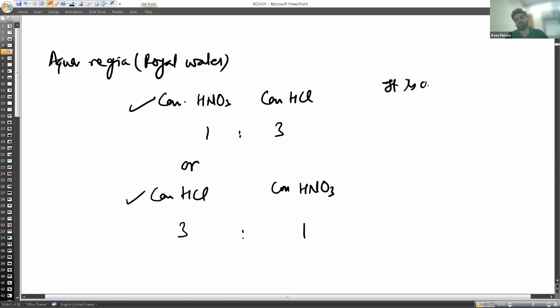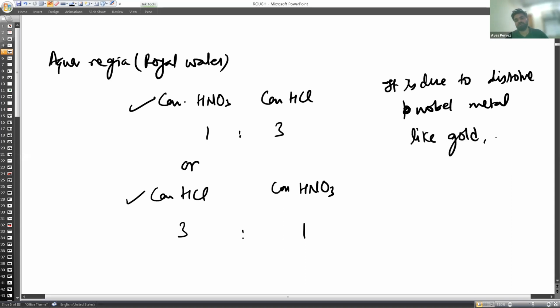It is used to dissolve precious metals or noble metals like gold, platinum, etc.